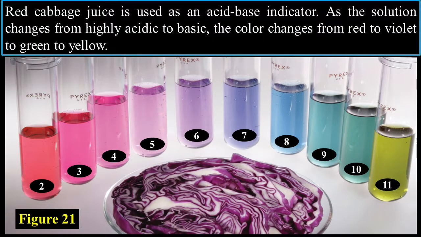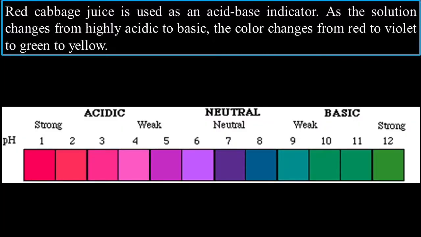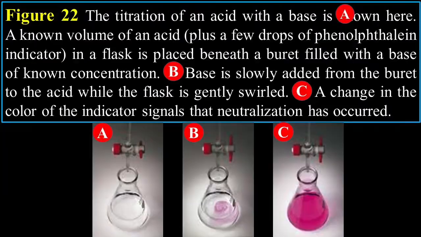Here red cabbage juice is used as an acid-base indicator. This is Figure 21. As the solution changes from highly acidic to highly basic, the color changes from red to violet to green to yellow. So you can actually determine with pretty good accuracy the pH of a solution based on its color. Here's another one where you have, again, the red to the green, going from 1 to 12. It's a pretty accurate indicator, even though it's cabbage juice.